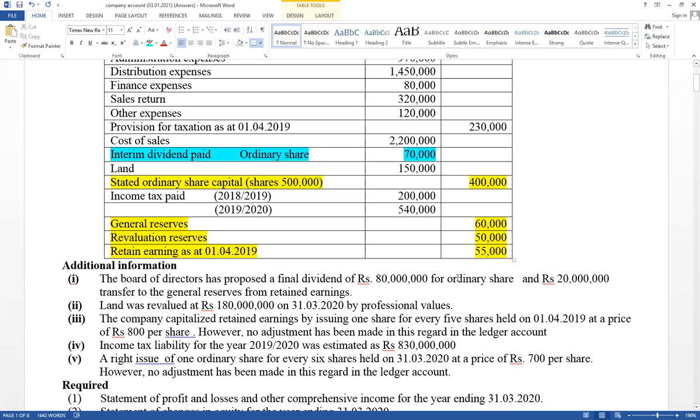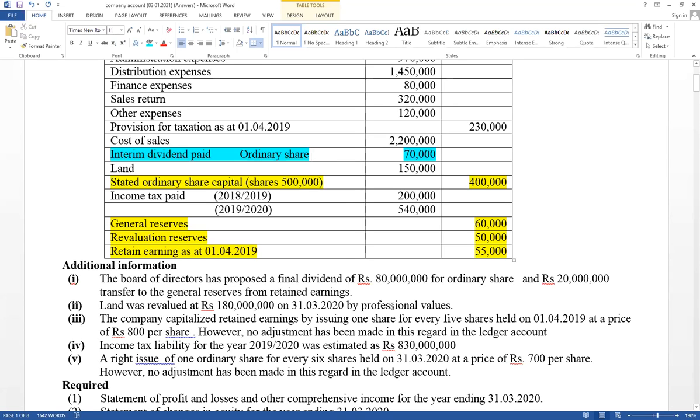this one note should be written based on LKAS 10, and 20 million transferred to the general reserves from retained earnings. Therefore, first one, proposed dividends for ordinary shares, note. But interim dividends paid for ordinary shares can be adjusted. How to adjust? That value should be deducted from the retained earnings column. Think about dividends adjustment, interim dividends as well as proposed dividends.